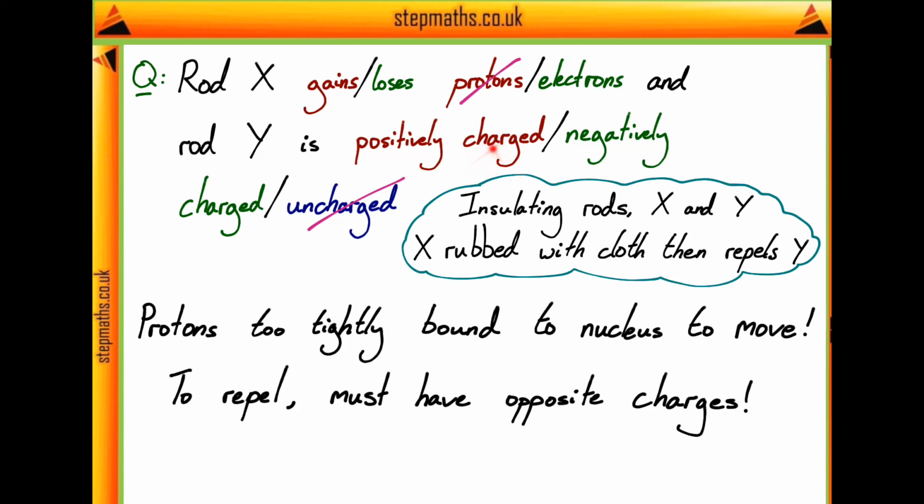However, if rod X was to lose electrons, then it would be becoming more positive. So if Y is also positively charged, then the two rods would repel each other, so that is going to be the correct one. Rod X loses electrons and rod Y is positively charged. So this corresponds to answer F given in our question.